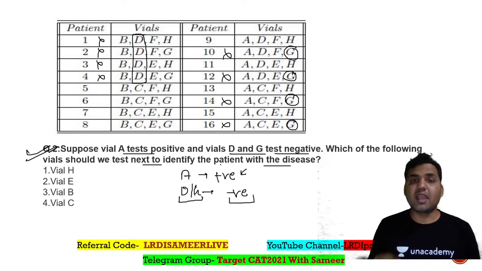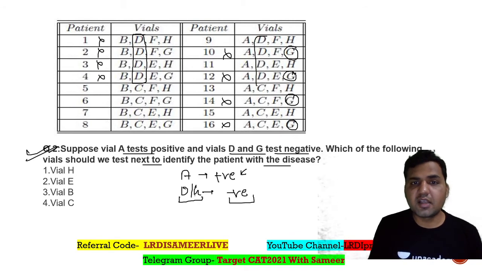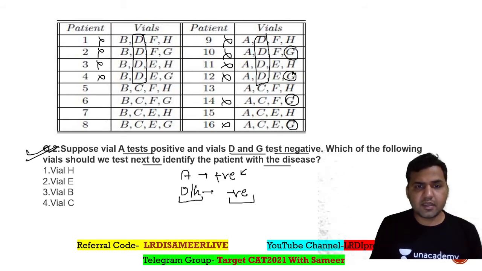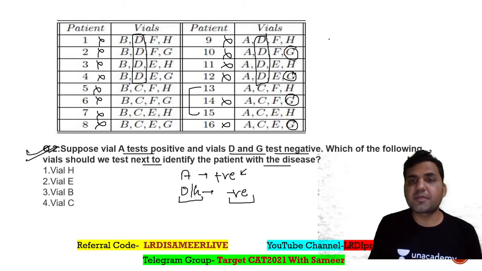A's presence is a must, right? A should definitely be present and D and G should not be present. And see that all these 4 patients have D, so they will also be eliminated. And now you see that A must be present, so you see that in 5, 6, 7, 8 A is not present, so these are eliminated. So we are left with only 13 and 15 now.